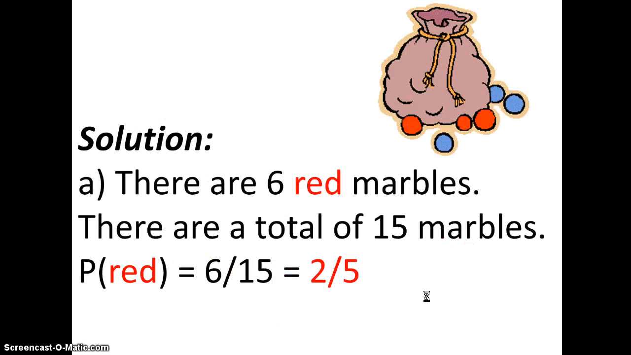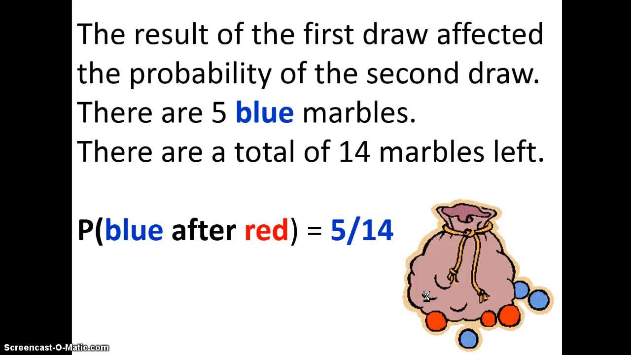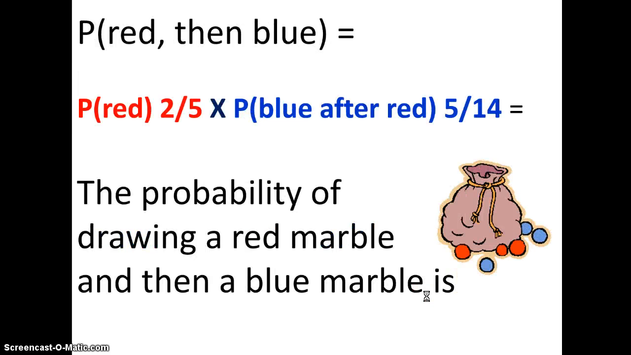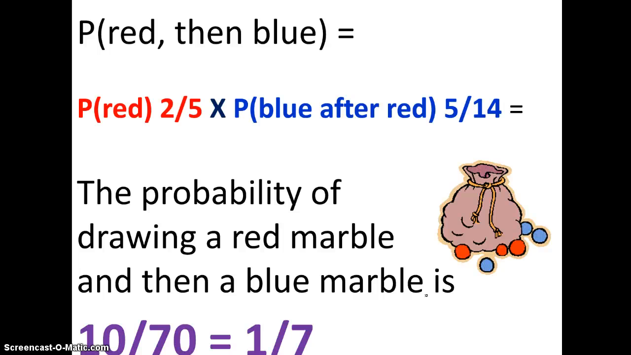And this will continue to break down what we just did. There are 6 red marbles. There are a total of 15 marbles. So the probability of red is 6 out of 15, which reduces. You can divide both 6 and 15 by 3 to 2/5. The result of the first draw did affect the probability of the second. Now there are still 5 blue marbles, but only 14 marbles left. And when we multiply those, we got 6 over 42, which reduced to 1/7.